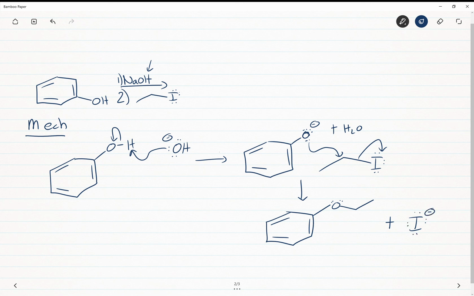And these are the mechanisms for Williamson ether synthesis with a normal alcohol and a phenol.